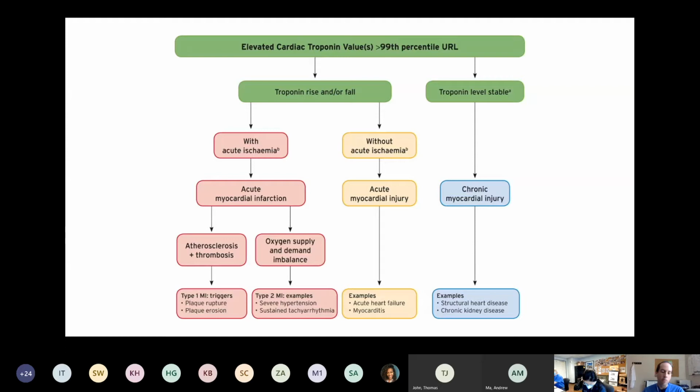And finally, again, this graph is from that fourth universal definition of MI. It just summarizes pretty well the different causes for elevated troponins. If you see that classic rise and fall, then it's normally due to ischemia. Some of these rare cases, advanced heart failure and myocarditis, we're not really going to talk about. But the people who have chronically elevated troponins, or the flat troponins, that's normally people with bad hypertension, or they have significant left ventricular hypertrophy or chronic kidney disease. They're kind of over on this other side.